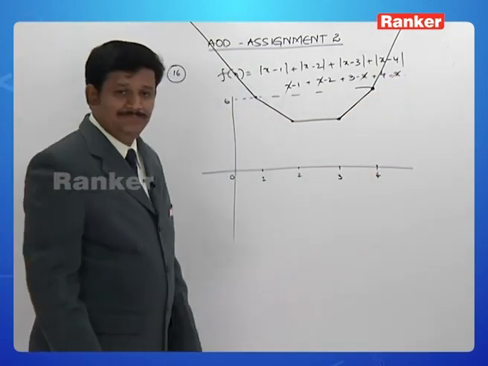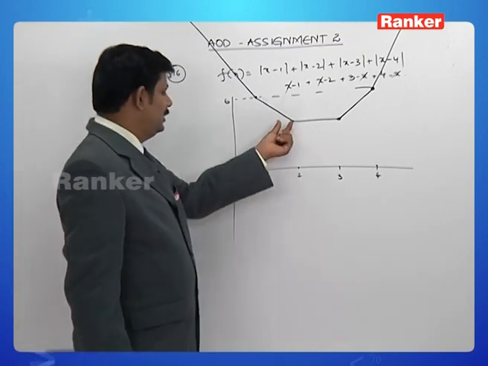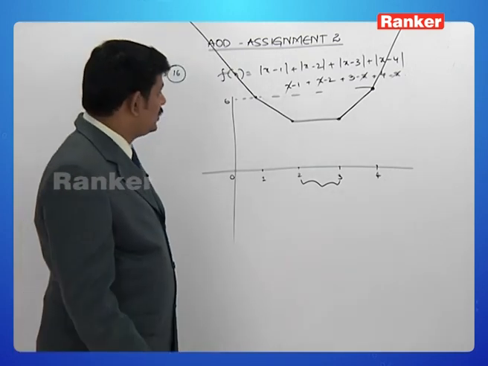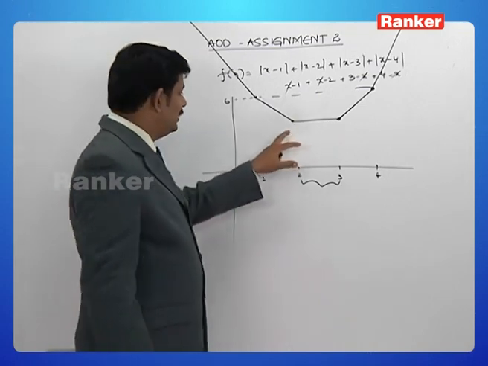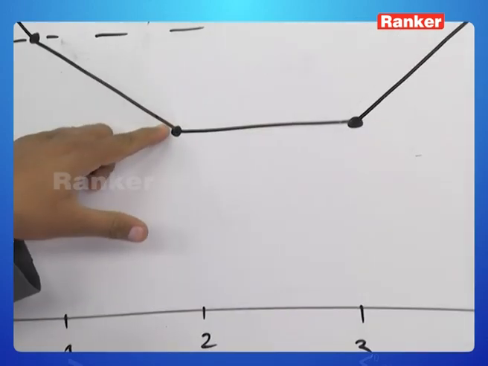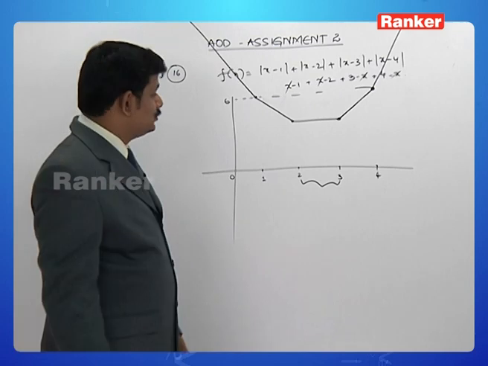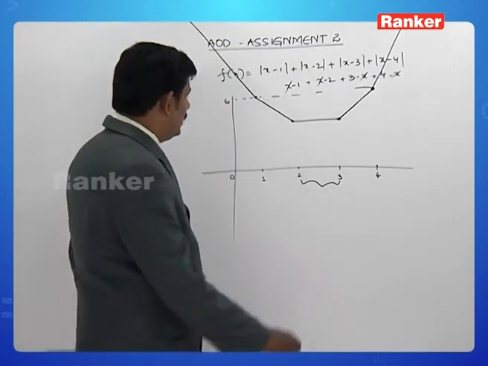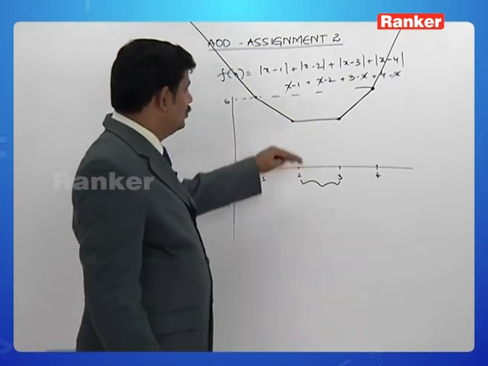So we can see this function has no local minima. There is only global minima for all points between 2 and 3, but there is no local minima. Let us see why. At 2, left hand side function values are more than f of 2, but right hand side function values are equal to f of 2, which violates the condition of local minima. All the values in the deleted neighborhood should be more than f of 2 for it to be a local minima.